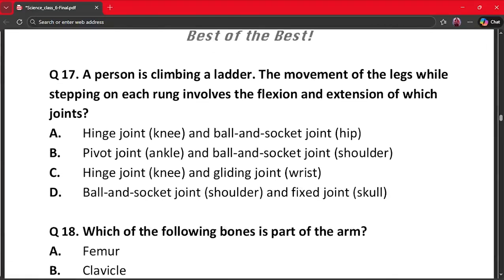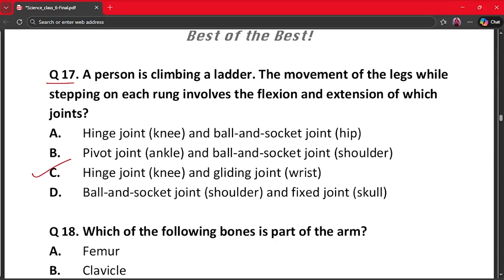Our next question is question number 17. A person is climbing a ladder. The movement of the legs while stepping on each rung involves the flexion and extension of which joints? A. Hinge joint, knee, and ball and socket joint of hip. B. Pivot joint of ankle and ball and socket joint of shoulder. C. Hinge joint of knee and gliding joint of wrist. D. Ball and socket joint of shoulder and fixed joint, that is skull. The correct answer is option C.